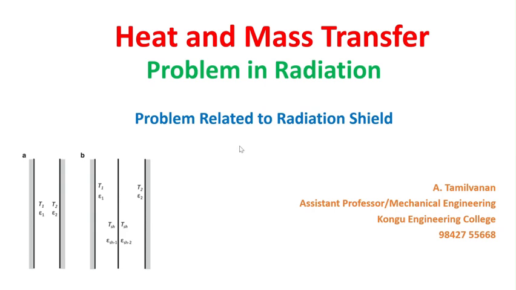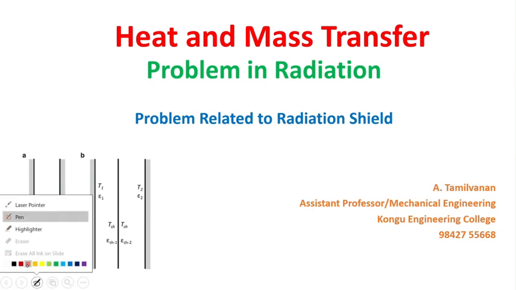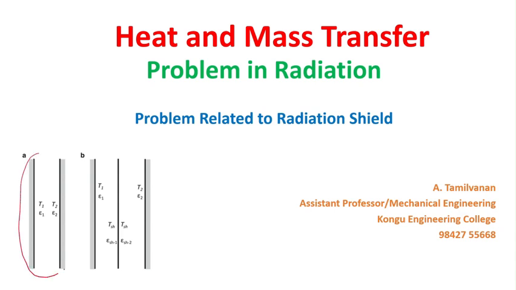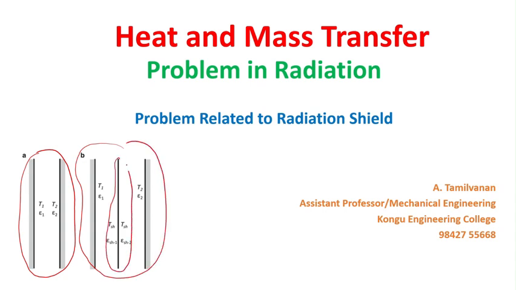So here is the first case, note that this is the first one. These are two plates. In between the two plates, we are going to insert one radiation shield. This is the radiation shield we have inserted. So by inserting the radiation shield, how much is the heat transfer reduced? That is the thing we are going to study and solve here.